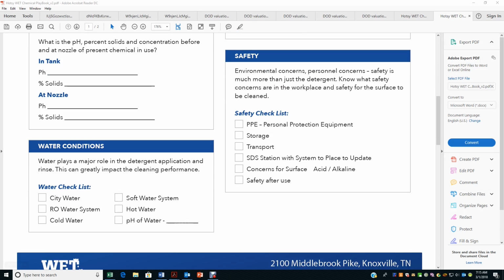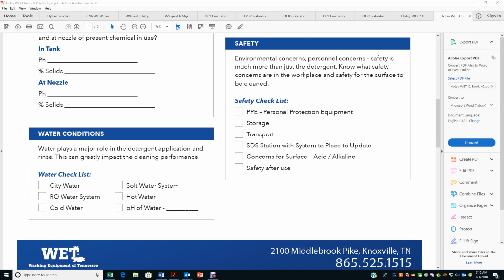The next thing we look at is water conditions. Water plays a major role in detergent applications and rinse. It greatly impacts the cleaning performance, so we want to know what kind of water we are using at this facility. Is it city water? Is it RO? Is it cold water, soft water, hot water? And then what's the pH of that water coming out of the tap?